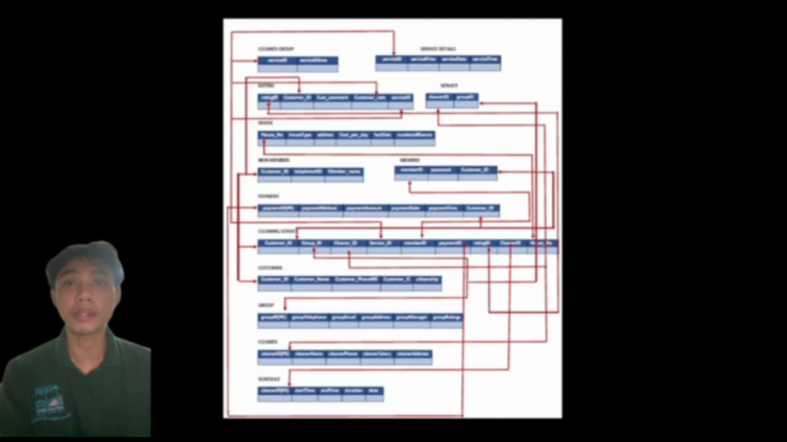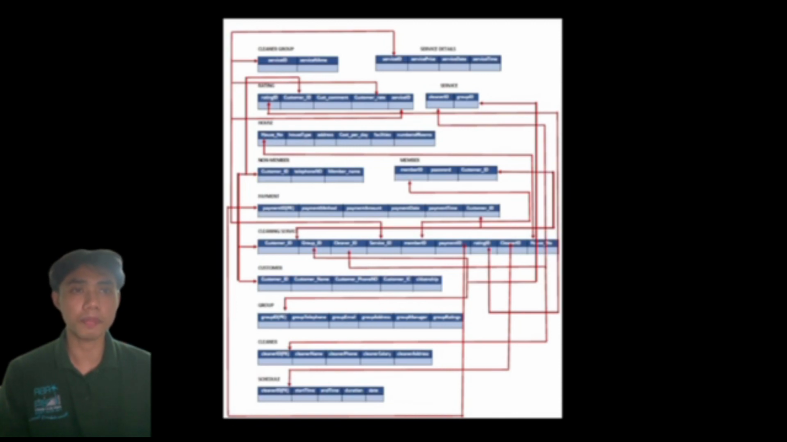The primary key is also used to identify the unique rows in the table. The cleaner group table has a composite primary key, which is cleaner ID and group ID, and it is related to the cleaner and group tables. The relationships between the tables can be used to enforce data integrity and consistency in the database.